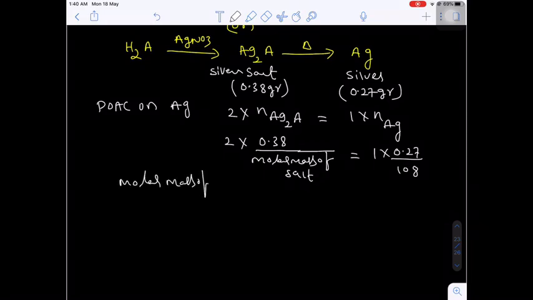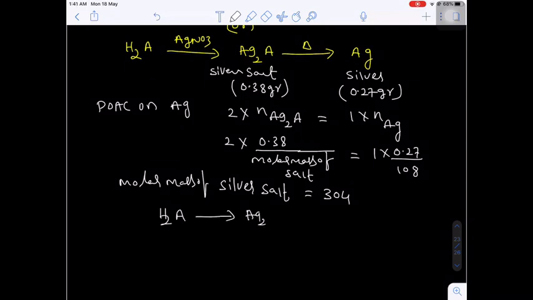Molar mass of silver salt. The molar mass of the silver salt will be 304. Now the actual acid H2A is converted into Ag2A, so we have to return back. So we have to calculate the molar mass of the acid. What is the total molar mass of the salt?